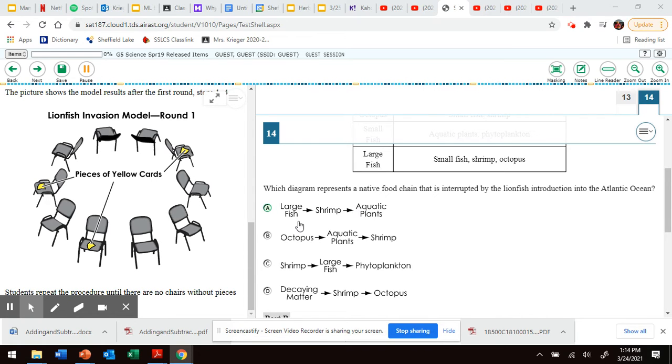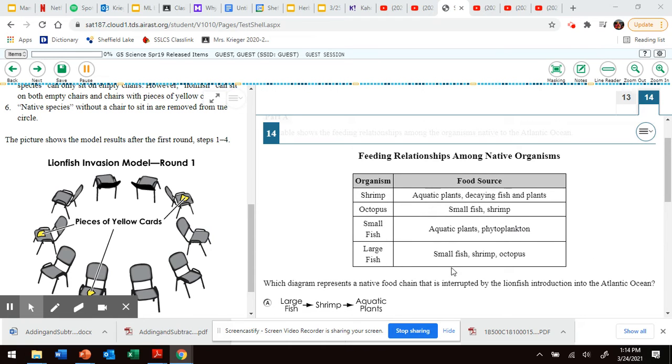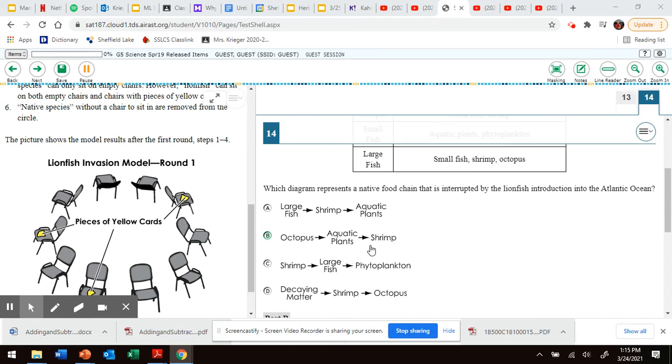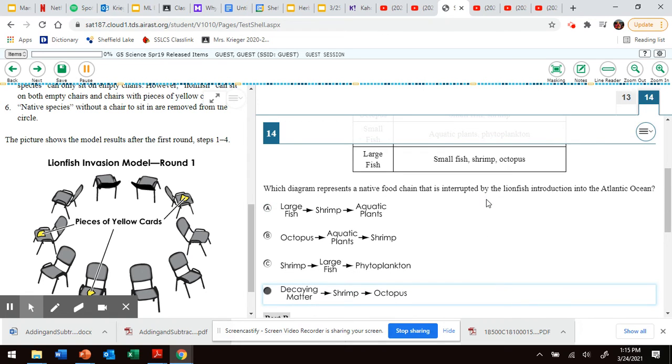So based off of that information in our passage, and more importantly, in this diagram, the food chain that best represents it would be D as in dog. The decaying matter is eaten by the shrimp, and who eats the shrimp is the octopus. So this is a small food chain from this table above, which is coming from the passage that I read. So number 14 is D as in dog.